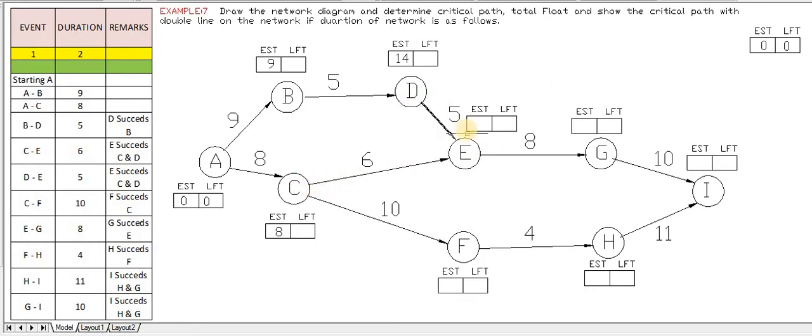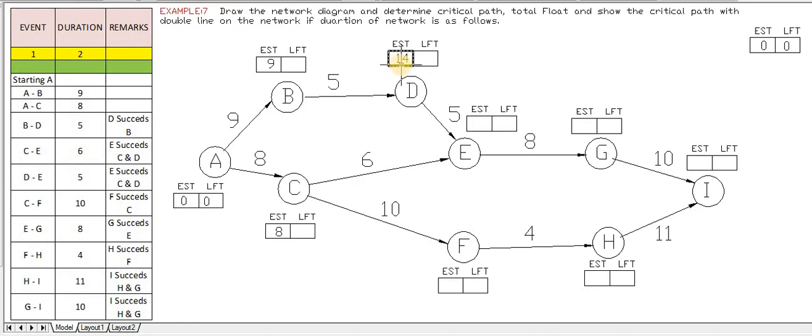So while calculating EST for this particular E node, we have to see the maximum value. First we will see C to E. C has a duration of 6. So 6 plus 8 is nothing but 14. What about this activity? This activity has 14 plus 5. 14 plus 5 is nothing but 19. The maximum value is 19.